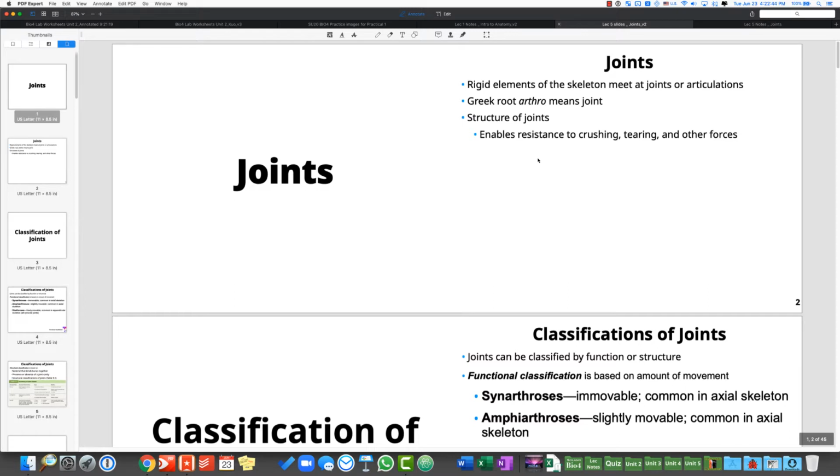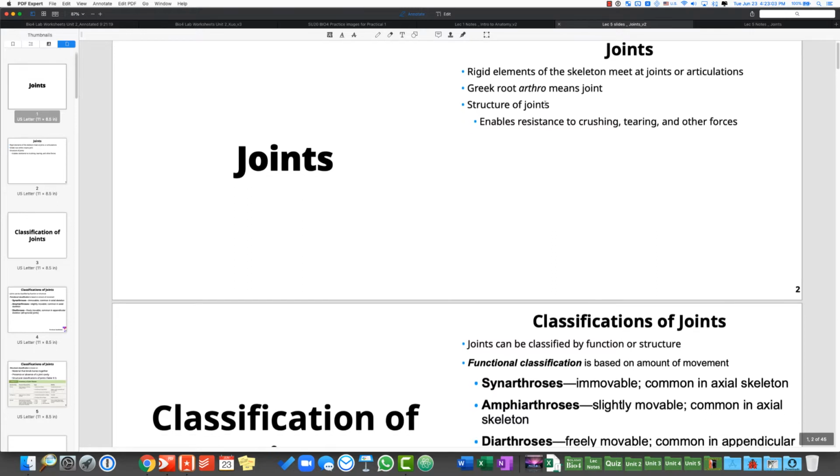Now, let's begin. Joints, things related to joints, oftentimes begin with the word root arthro. So things like arthritis mean inflammation of the joint. Arthroscopy is a specific type of surgical procedure that's done on joints.